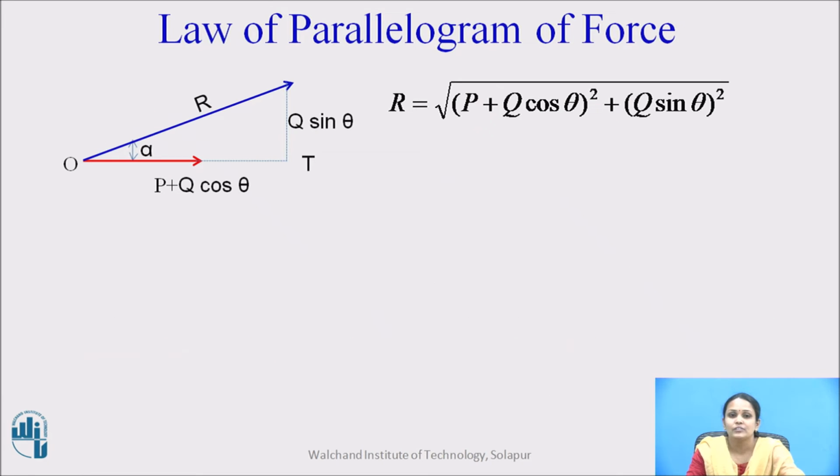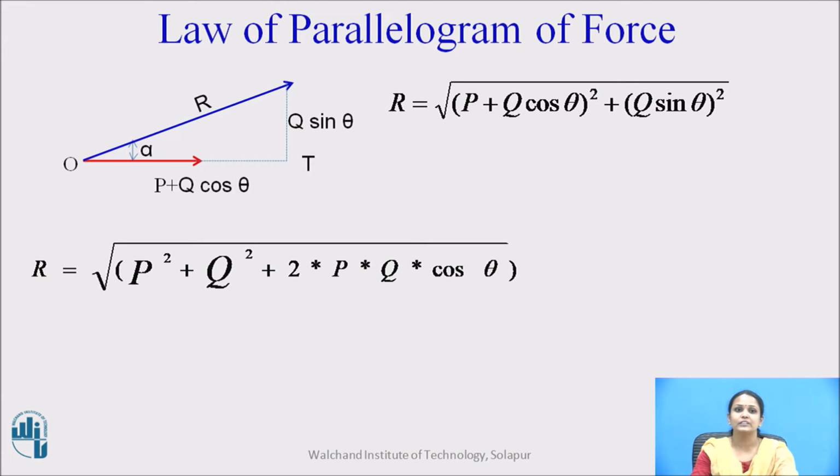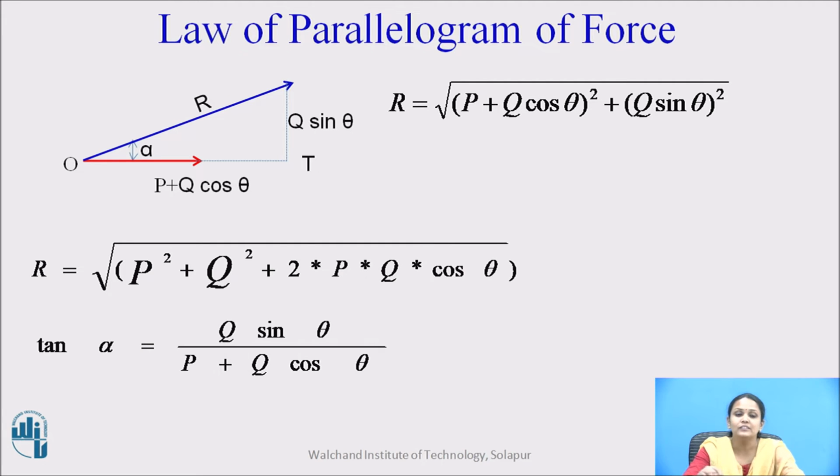So here we can derive the equation for the magnitude of the resultant force. We will get the equation R is equal to the square root of P square plus Q square plus 2 PQ cos theta. It will be the magnitude of the resultant force, and the direction we can calculate by using tan alpha is equal to Q sin theta divided by P plus Q cos theta.